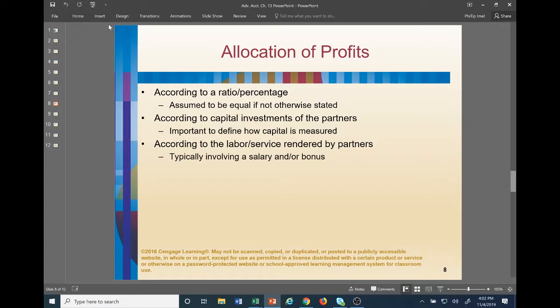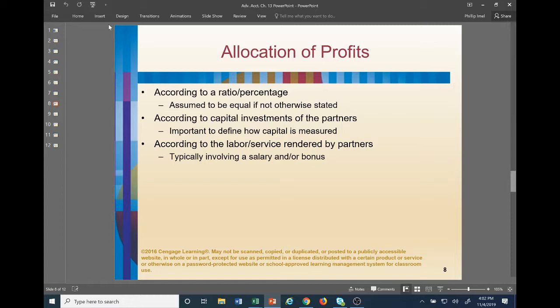The division of partnership income should be based on an analysis of the correlation between the capital and labor committed to the firm by the individual partners and the income that subsequently is generated. As a result, profits might be divided in one or more of the following ways: according to a ratio, according to the capital investments of the partners, and according to the labor or service rendered by the partners. Now we'll start off with the ratio percentage.